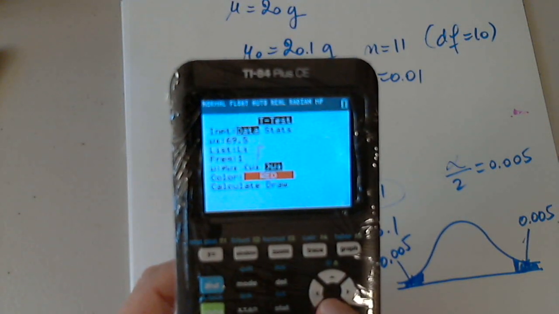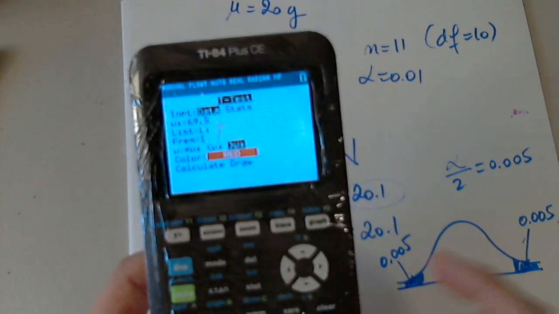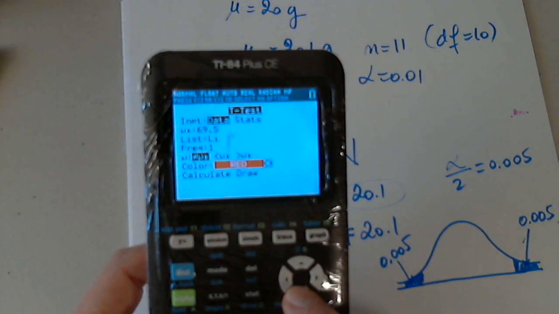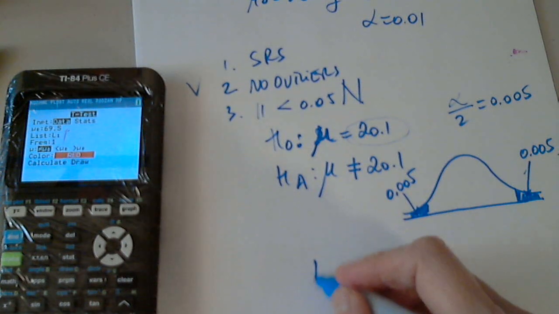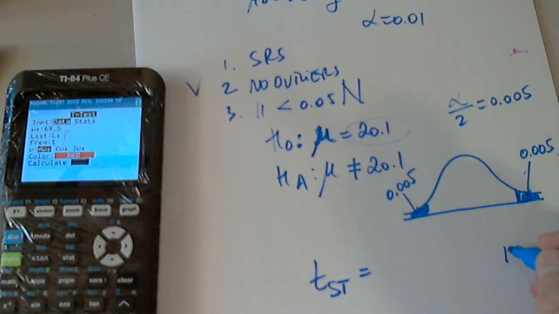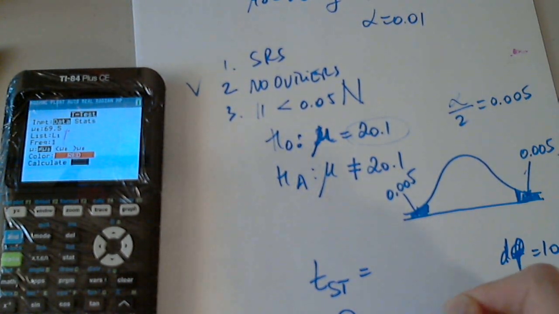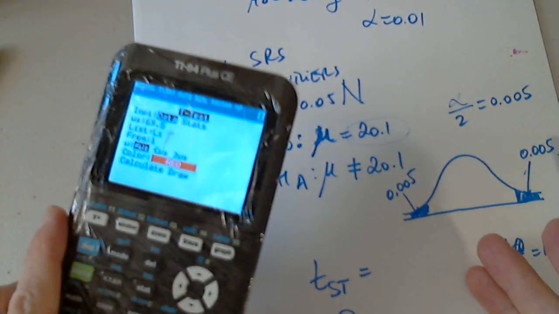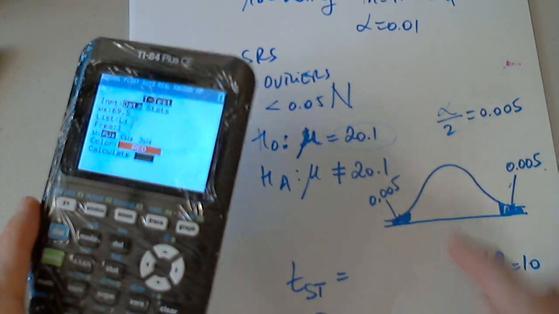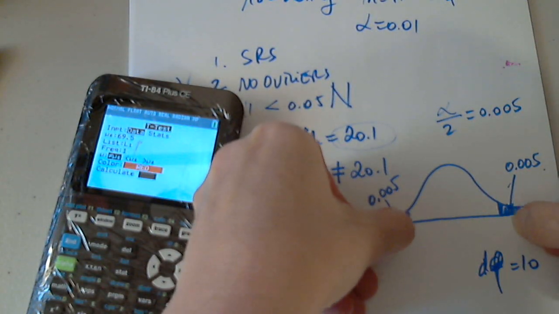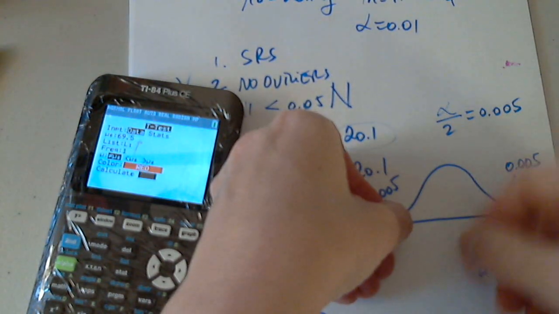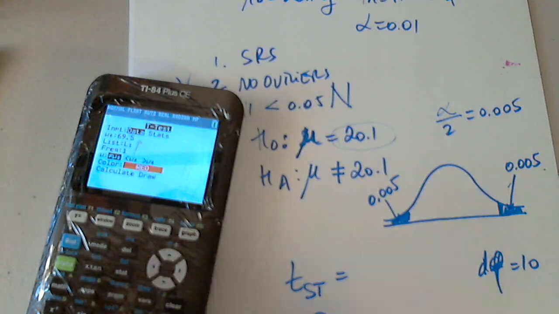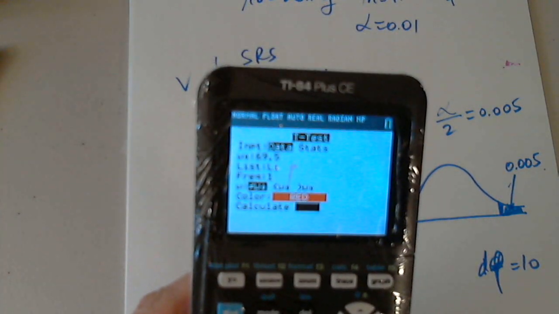So we are using list L1. We are using not equal to for the alternative. And I'm going to draw. After I finish, I will get the T statistic with degrees of freedom 10, and I will also get the p-value. If the test statistic results here, I would have to reject the null hypothesis. If the test statistic is a number between these two numbers, then I would fail to reject the null hypothesis, and we'll draw the conclusion in a minute.